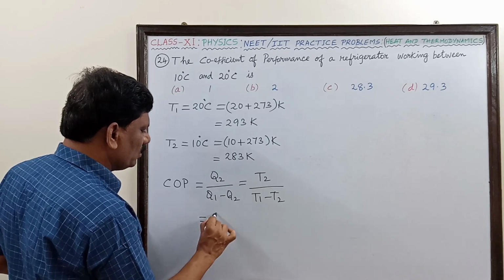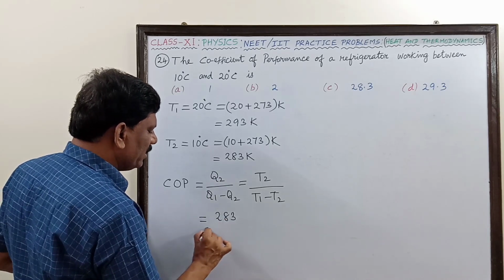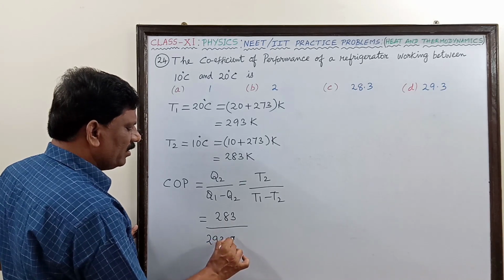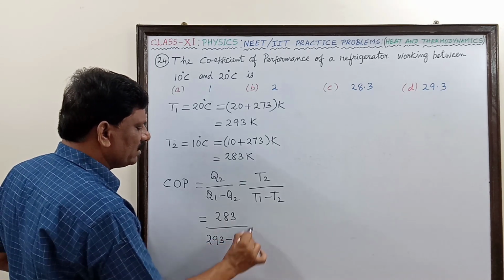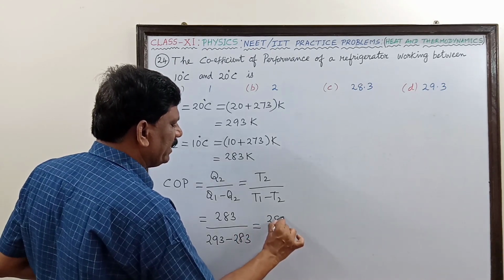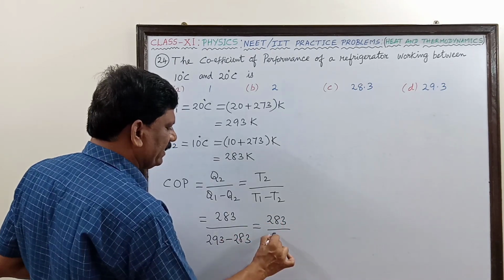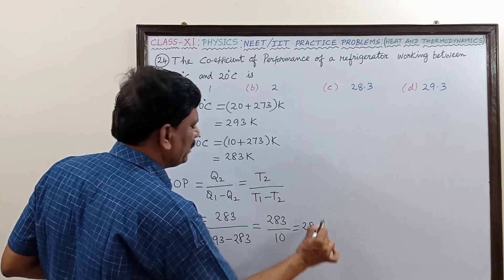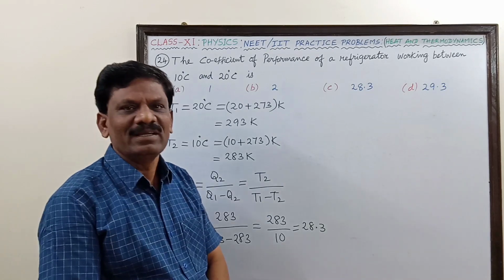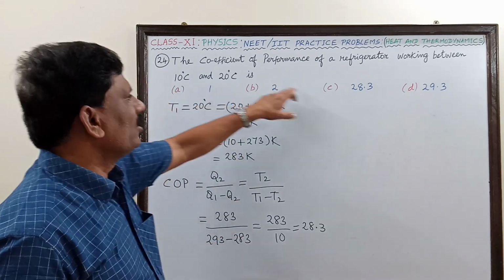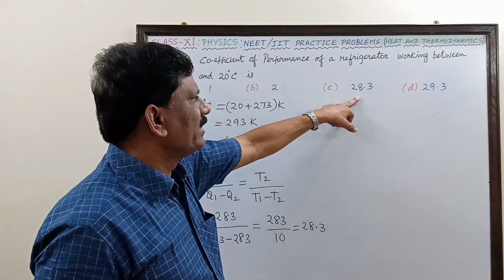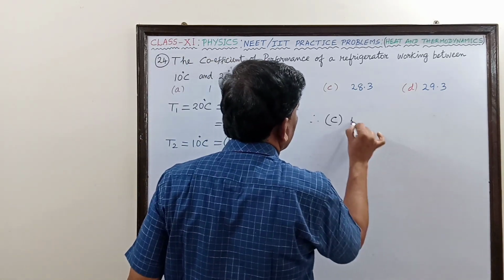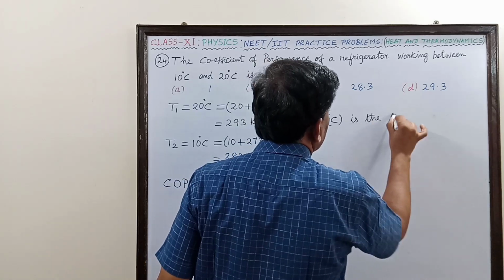So this is equal to 283 divided by T1 minus T2, which is 293 minus 283. So this is equal to 283 divided by 10. So it must be equal to 28.3. Okay. So which is the correct option? Option C is the right answer, 28.3. Therefore, option C is the correct answer.